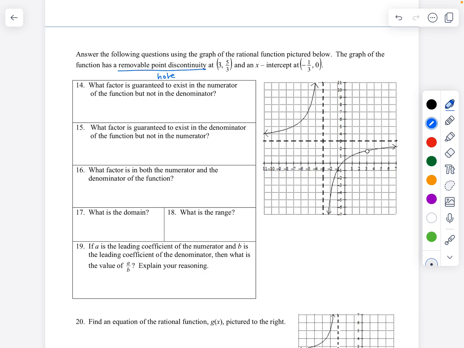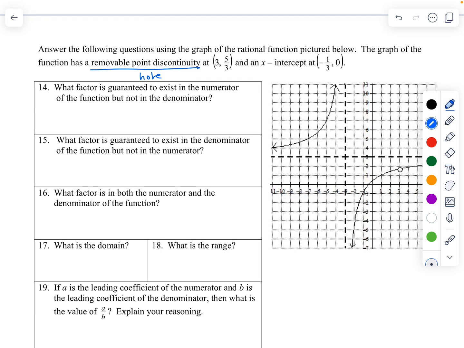And what does that represent? So if it has to be in the numerator, but it's not going to be in the denominator, it has to be our x-intercept because that's what remains. And so I can see that down here. So what exists in the numerator that is not in the denominator? And so I would say that value right over here, that x-intercept, which we found up here to be -1/3.